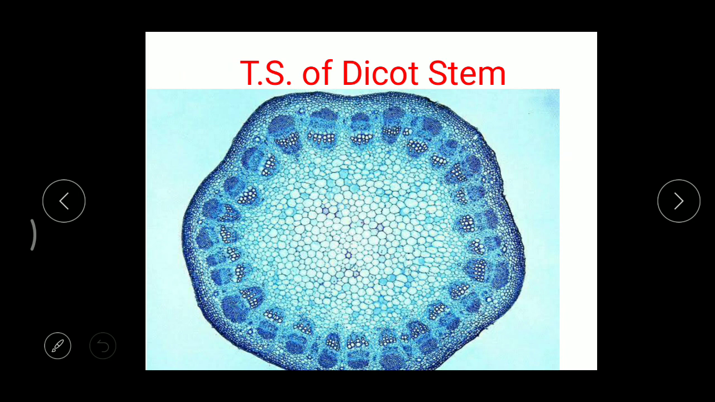Now, what is this? TS of dicot stem. TS. Don't think that TS means Telangana State, right? So TS means transverse section. Have you seen your mother making chips from potato? When she is swiping over the blade, the potato is cut into small slices, right? Just like that, those slices are called a TS, transverse section. So this is a TS of a dicot stem, that is a tridax.